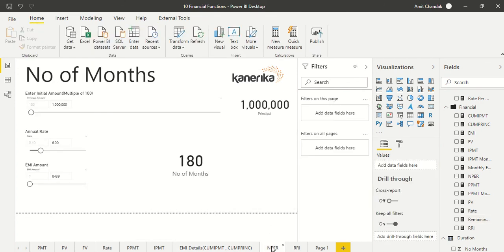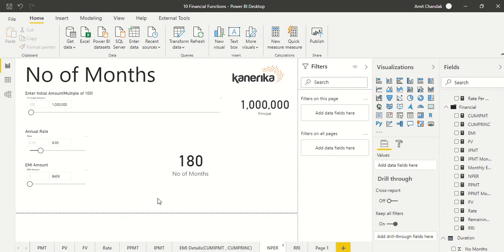Now the last function which we are going to create is, just like last time we found the rate, this time we are going to find the number of months. So if I want to take a principal of 1 million, I know the rate is 6%, and I know the maximum EMI amount I can pay, how many months am I supposed to pay that amount?